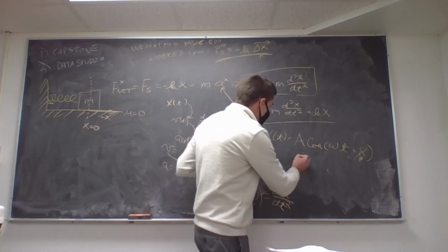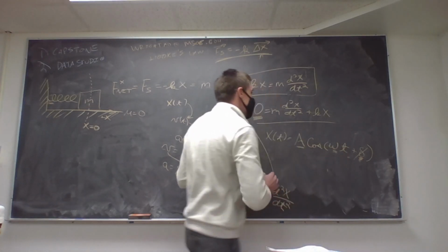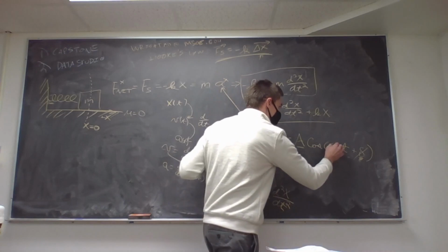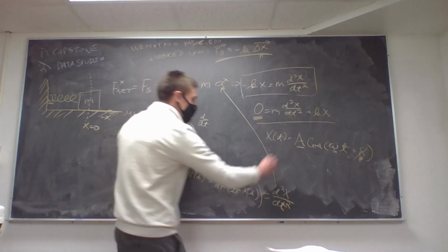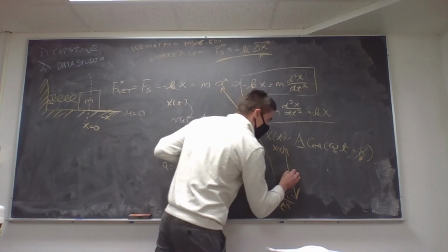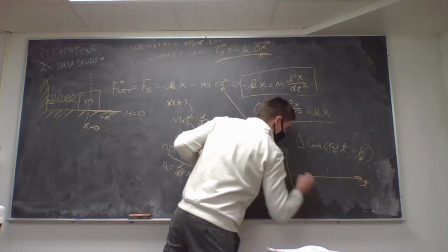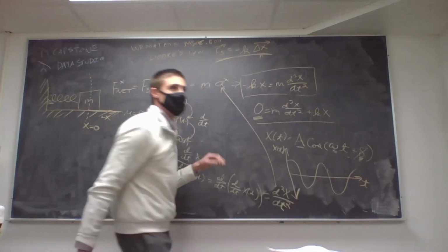So there's two things that are important here. There's an A and there's an omega. So this is an omega, by the way. It's not a W. It's an omega. So notice then, if I have here position as a function of time, that this thing is going to go like this, right? Like cosines do.